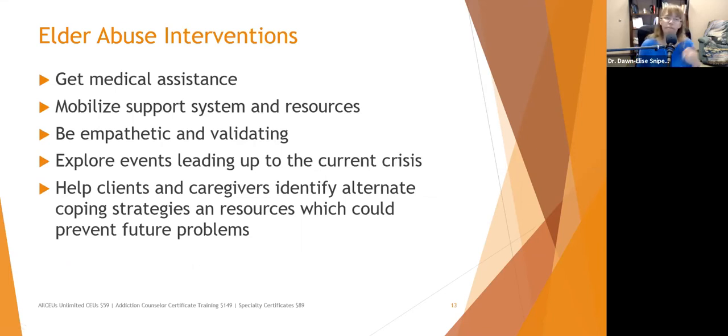What do you do? Again, get medical assistance, make sure they're safe, mobilize support system and resources, be empathetic and validating. A lot of elders feel a lot of shame surrounding any abuse they may be experiencing, and they may feel like they deserve it because they are a burden on the caregiver. We want to make sure to validate how they're feeling, but also build self-esteem and help them, again, see how it's not their fault. Explore events leading up to the current crisis and help clients and caregivers identify alternate coping strategies and resources which could prevent future problems.